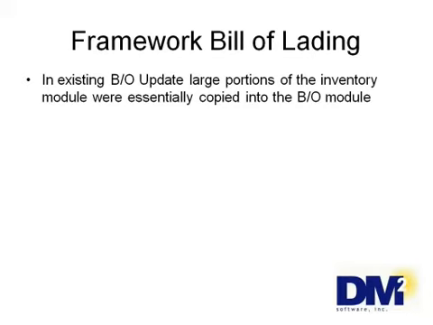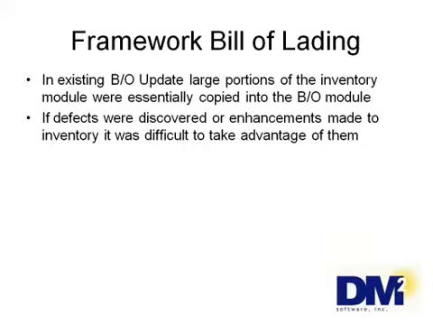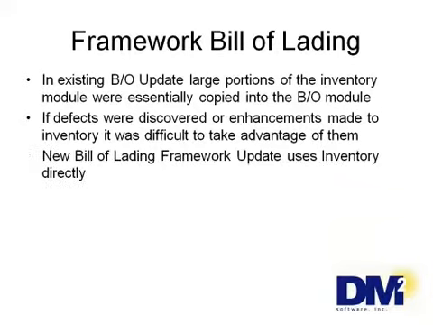So in the existing bill of lading system, large portions of the inventory module were essentially copied. So if you can imagine what inventory does, inventory creates issues, it creates receipts, it creates orders or sales, those kinds of things. We essentially copied a large portion of that into the bill of lading module itself and then modified it to do specifically bill of lading type tasks. So the downside is if defects were discovered or enhancements made to inventory, it was difficult to take advantage of them. So we'd essentially have to figure out what changed in inventory and totally rewrite it inside bill of lading, which caused us not to be able to do some things we really wanted to do.